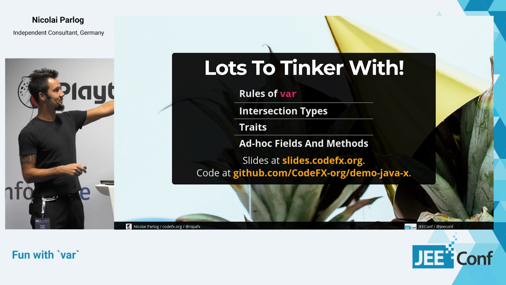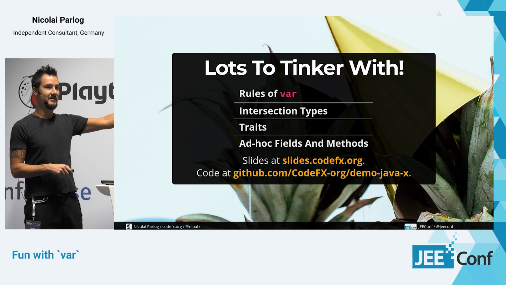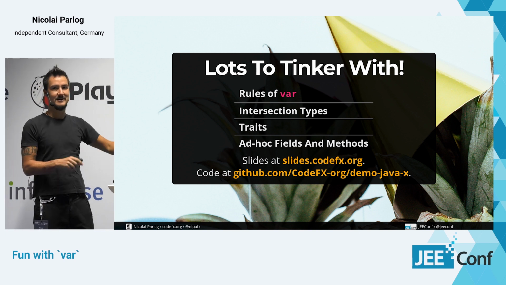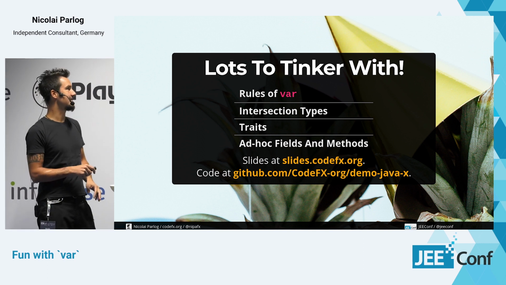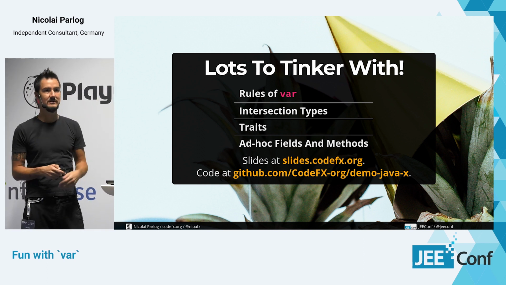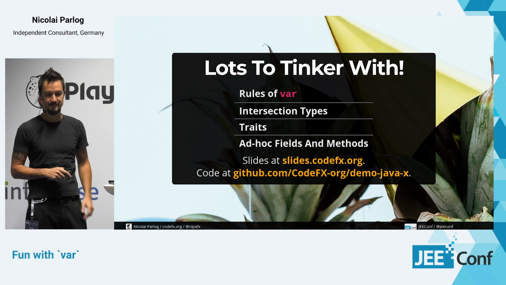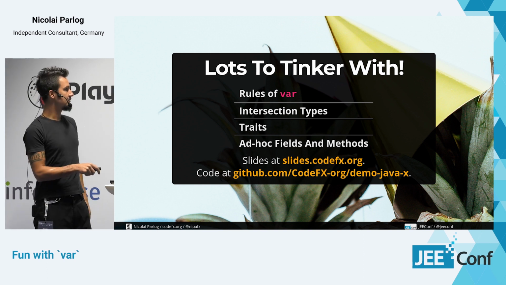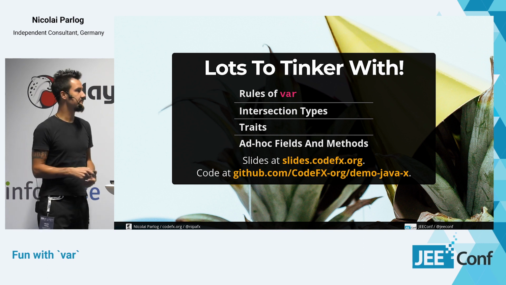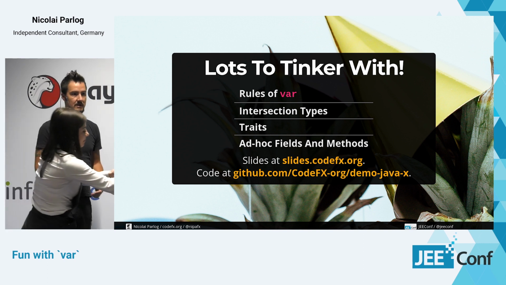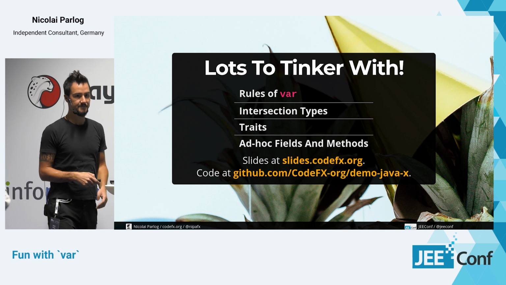So if you came for the traits and for the ad hoc fields and methods, and just for that, then now is a good time to reconsider you being here, because we're most likely not going to get there. I spent much more time on rules now, so you get a good feeling on how to use this feature. The slides are online, so you can go through them, but the slides are not really very informative. But then there's also the code online, which you can have a look at if you want.